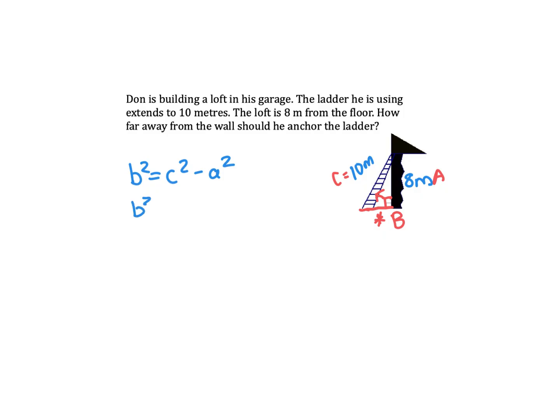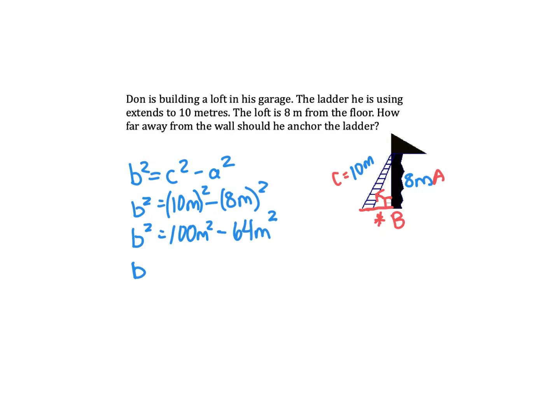B squared equals 10 meters squared. Now, if you know the measurements, use them in the formula so you don't forget to put them at the end. Minus 8 meters squared. And we should put these in brackets just to make sure that we get the squaring done properly. So there we go. That means B squared equals 100 meters squared minus 64 meters squared.